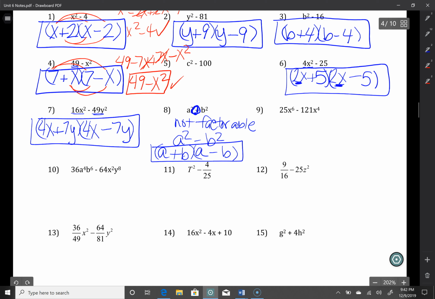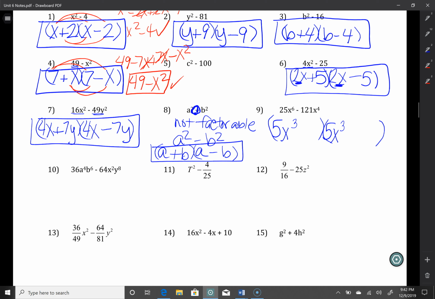But use your properties of multiplication. When you multiply, you add your exponents. So we all know this is going to be 5 times 5 is 25. But x to the what power times x to the what power will add to a 6? 3 and 3. All you are doing, if it's an even exponent, is cutting it in half.